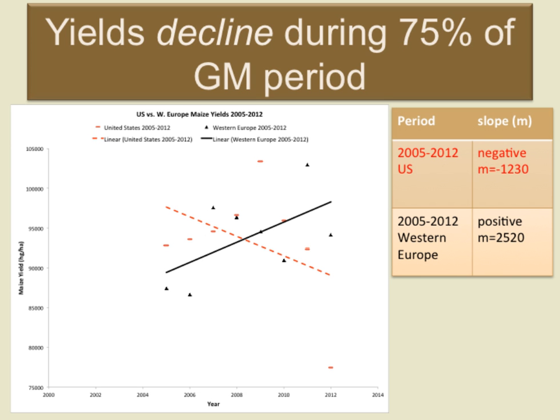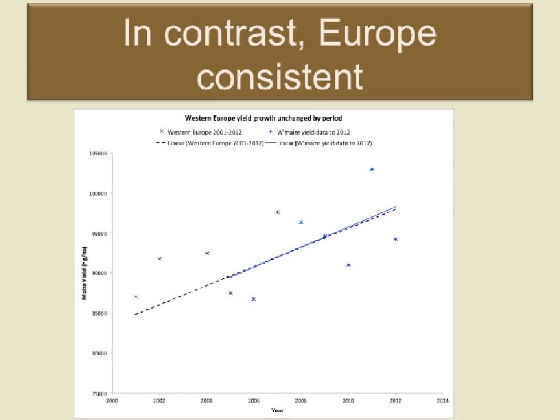In the latter part of this data set, 90% of the corn being produced was GM maize. If you look over the period in which the U.S. was growing 75% of all the GM corn it's ever grown, its yields were negative. But Western European yields were strongly positive. The choices Western Europe has made in how to grow its corn have been increasing its yield unabated.